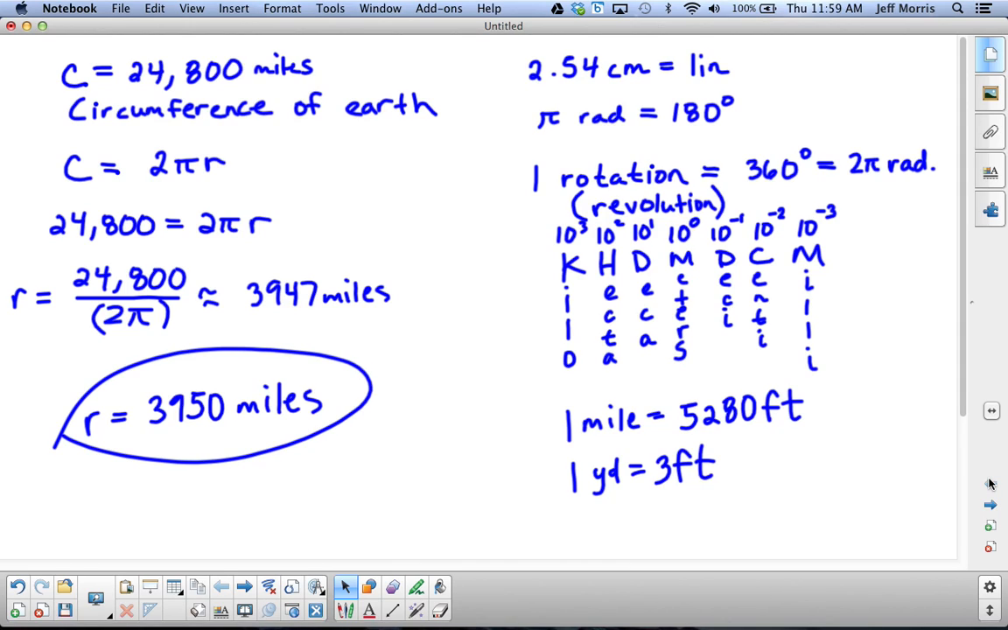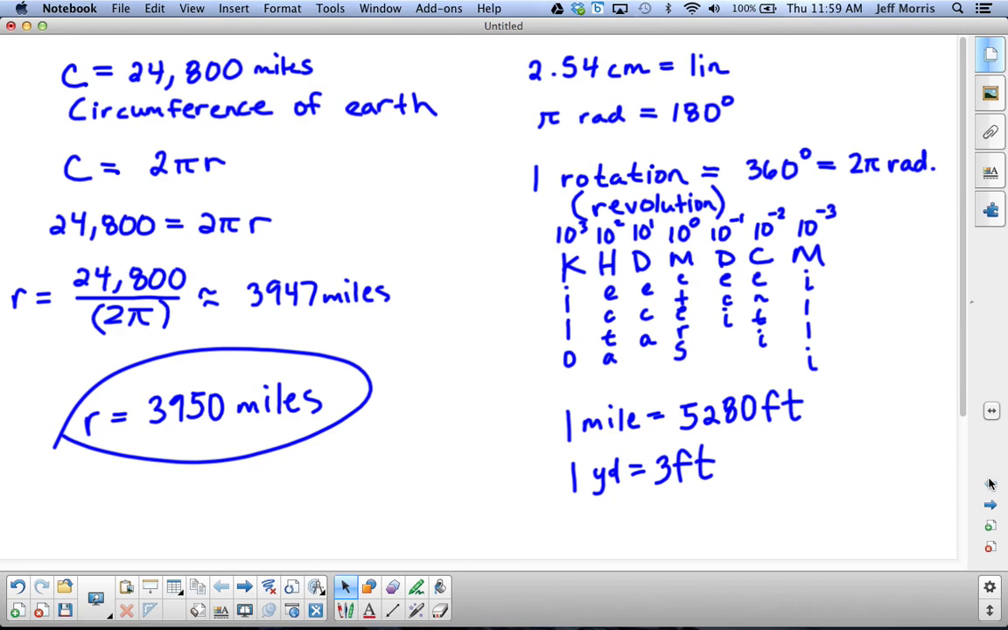All right, if you divide by 2 pi, she took 24,800 divided by 2 pi on the calculator. She got 38,000 for the radius of the Earth. Does that even make sense? How can the radius of the Earth be bigger than the circumference? It can't. So what did she do wrong on her calculator? Divided by 2. When you divide by 2 pi without parentheses, it only divides by the 2 and it multiplies by the pi.